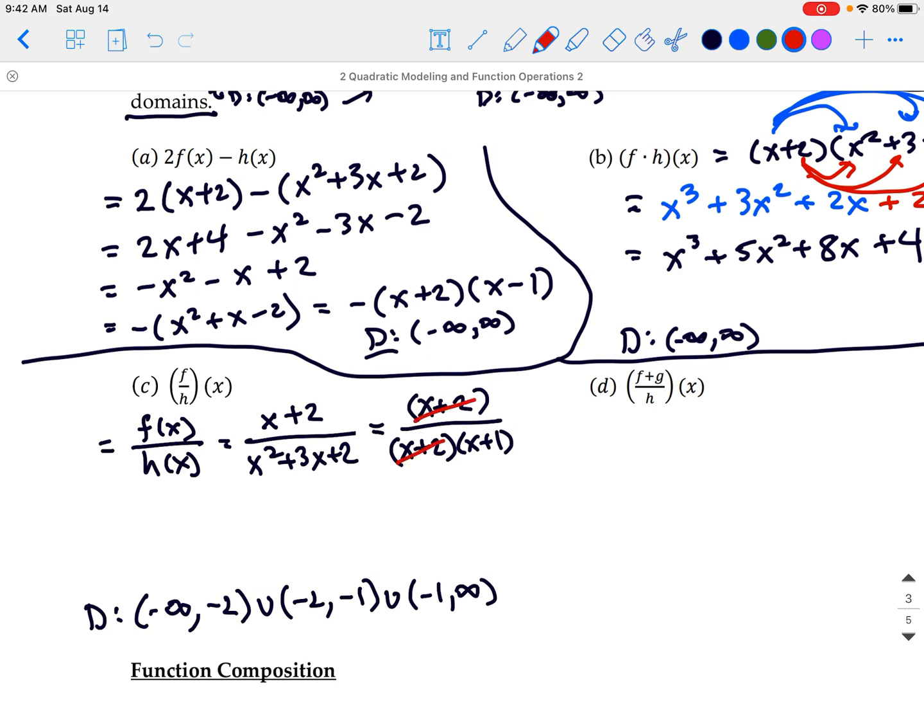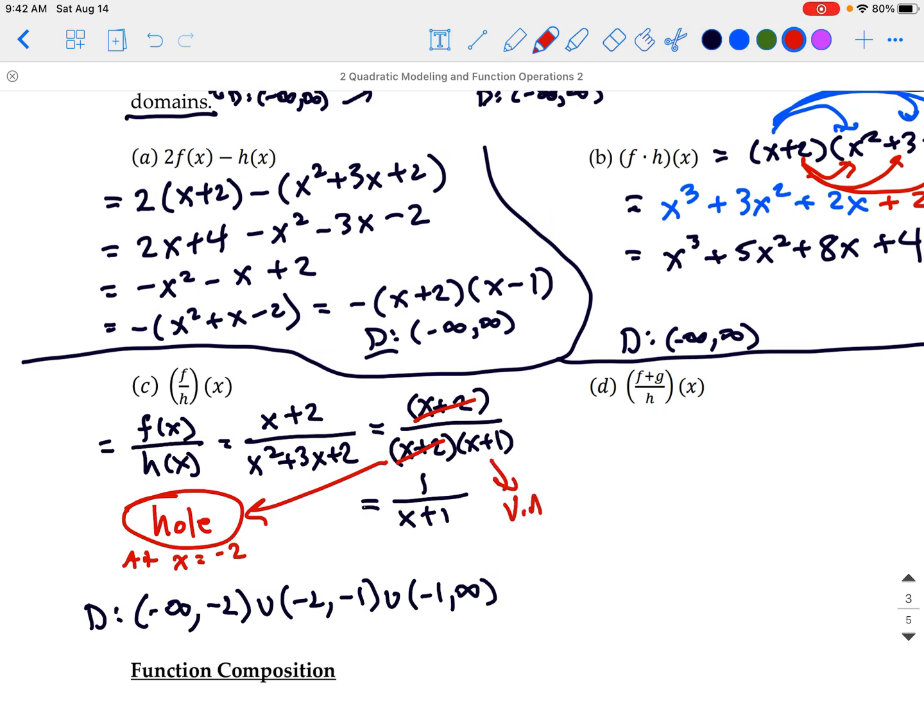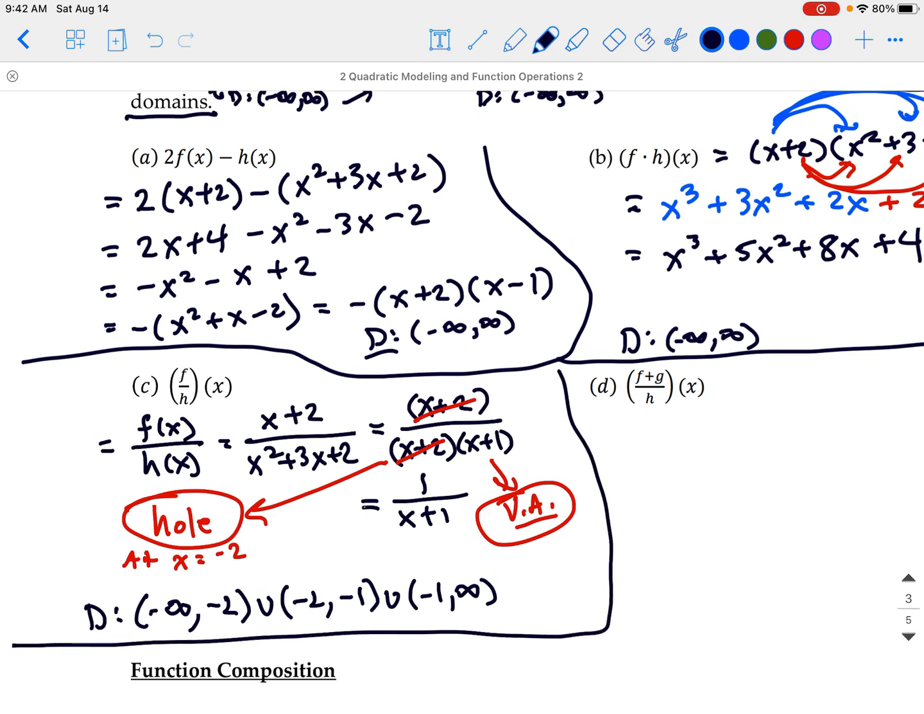And then once we found the domain, now we can do our simplification. So we can cancel those two values out. So f of x over h of x is actually the function 1 over x plus 1. And you might be wondering, well, what happens when this cancels graphically? So graphically, this is going to create a hole in our graph. So there's going to be a hole at x equals negative 2. What about x plus 1? Well, x plus 1 is going to have a vertical asymptote. And again, we're going to explore these in much more detail in the next unit, so you don't need to worry about graphing these functions quite yet.